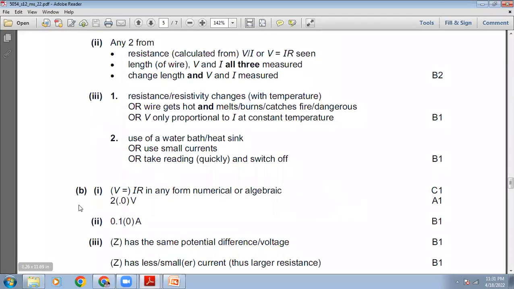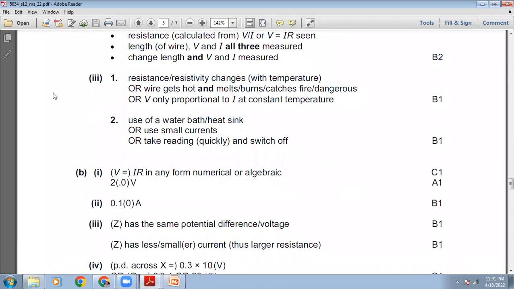So let's have a look at the marking scheme. Resistance, resistivity changes with the temperature, or wire gets hot and melts, burns, catches fire, dangerous, or V only proportional to I at constant temperature. Use of water bath, heat sink, use small currents, take readings quickly and switch off. We have given this answer.